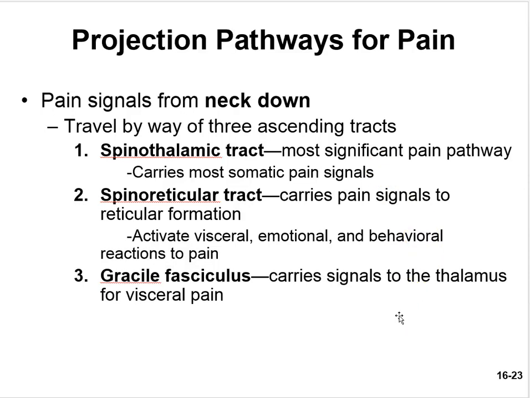Then there's the spinoreticular tract that carries pain signals to the reticular formation we've talked about in past chapters. That activates the visceral, emotional, and behavioral reactions to pain. And then the brachial fasciculus carries signals to the thalamus for visceral pain. Remember, visceral pain is from the viscera, from the guts.